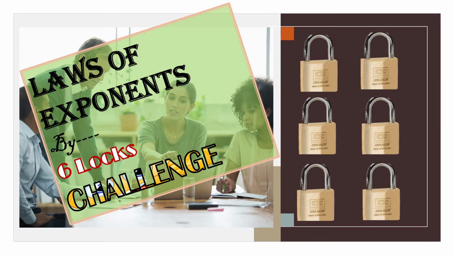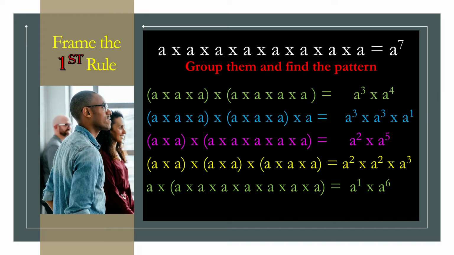There is one more challenge for you. 6 locks challenge. Would you like to play this? The rules are: there are 6 rounds. In each round, you will be shown some explanation and you yourself will frame the rule. If your rule is correct, one lock will open and will open the door of the second challenge, and so on. So, are you ready? Finally, you will receive a gift.